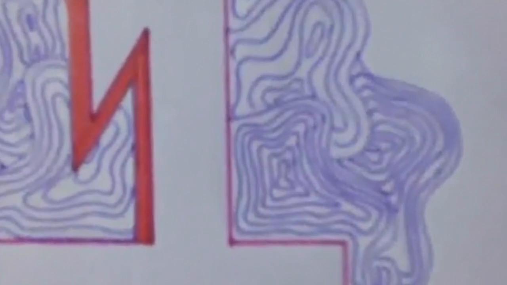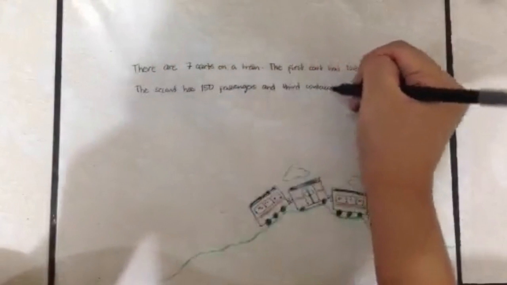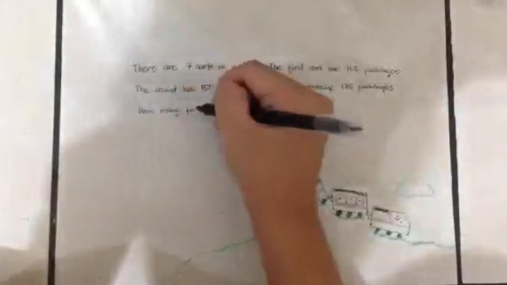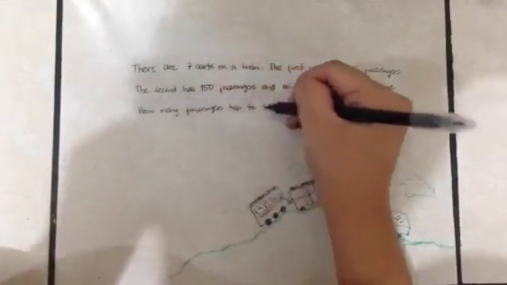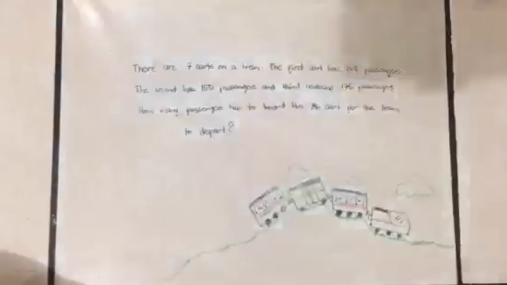For the first problem, there are 7 carts on a train. The first cart consists of 125 passengers. The second cart has 150 passengers, and the third cart has 175 passengers. How many passengers must be on board the seventh cart for the train to depart?